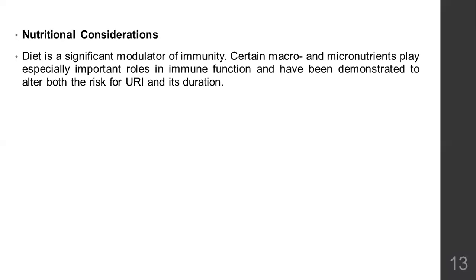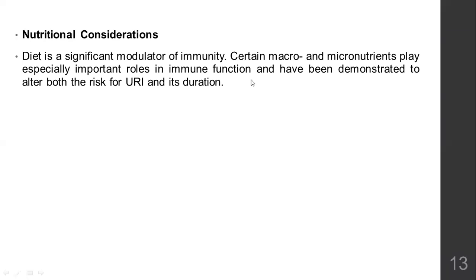The nutritional considerations: diet is significant for immunity. Macros and micros should be balanced because they are important for your immunity. If you're deficient in macros and micros, you are at risk of upper respiratory infection.